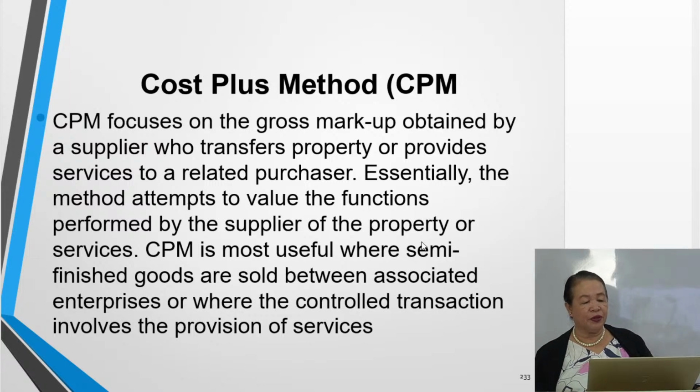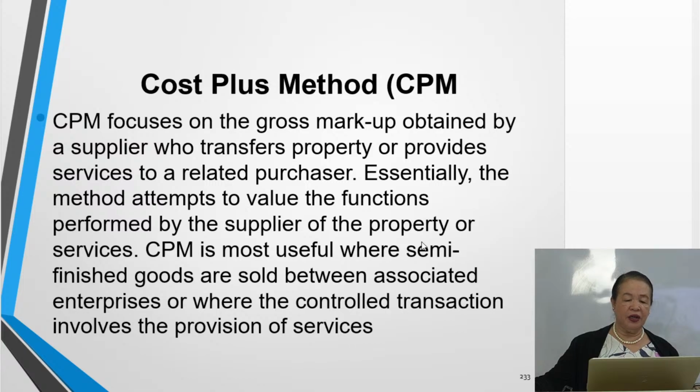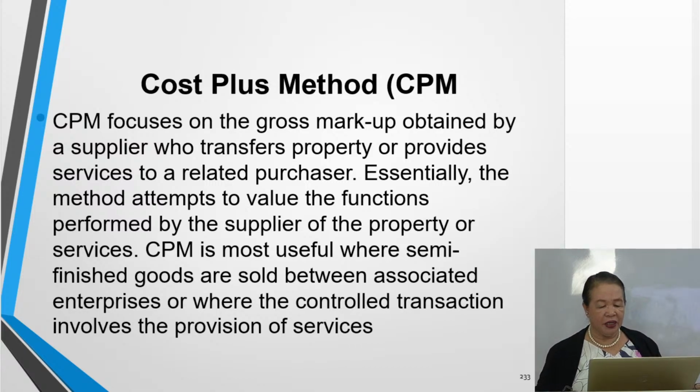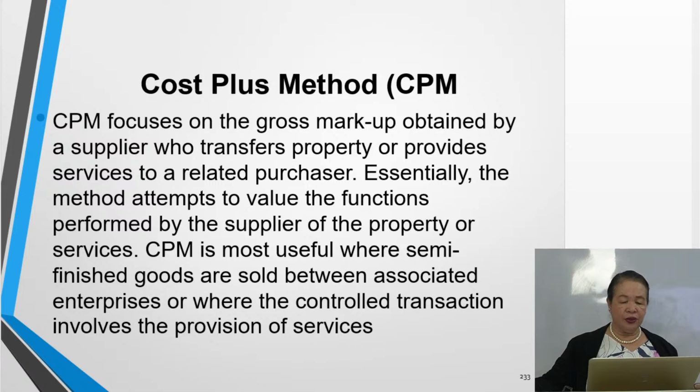So CPM focuses on the gross markup obtained by a supplier who transfers property or provides services to a related purchaser. So essentially, the method attempts to value the functions performed by the supplier of the property or services. CPM is most useful where semi-finished goods are sold between associated enterprises or where the controlled transaction involves the provision of services.